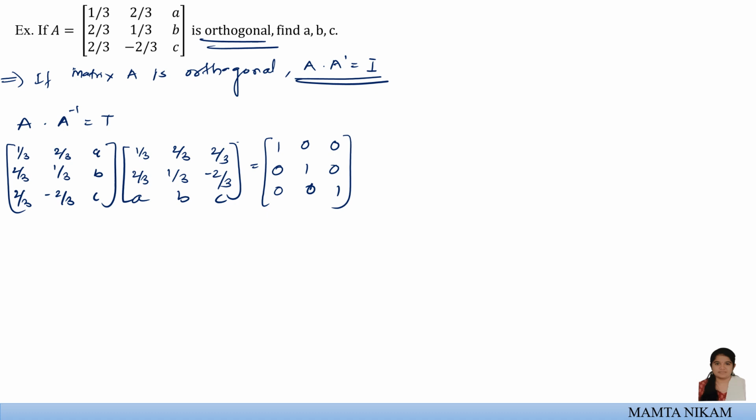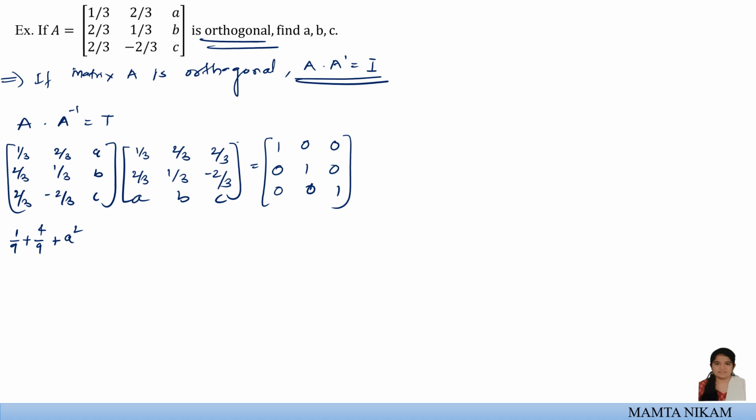So first, multiplication. How do we multiply? Multiplying row and column, right? So 1/3 into 1/3 is 1/9, plus 2/3 into 2/3 is 4/9, plus A into A is A square. This is one element, the first A1 element, right?